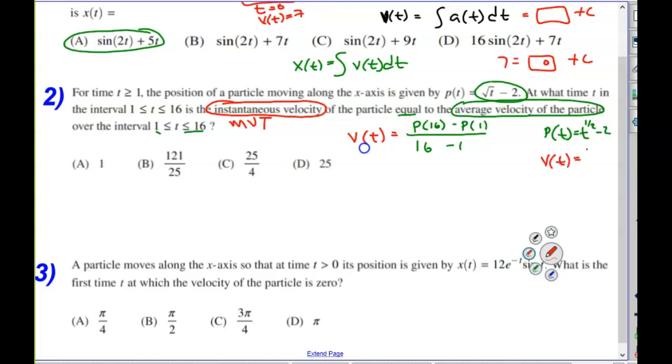You guys get 1/2 t to the minus 1/2 for your velocity. Remember, the square root can be rewritten as t to the 1/2, and then this is just the power rule. The 1/2 comes down, we subtract 1 up top. So that's what the red part is, 1/2, and then instead of t to the negative 1/2, I like to rewrite it this way, since t to the negative 1/2 is the same as the square root in the denominator.